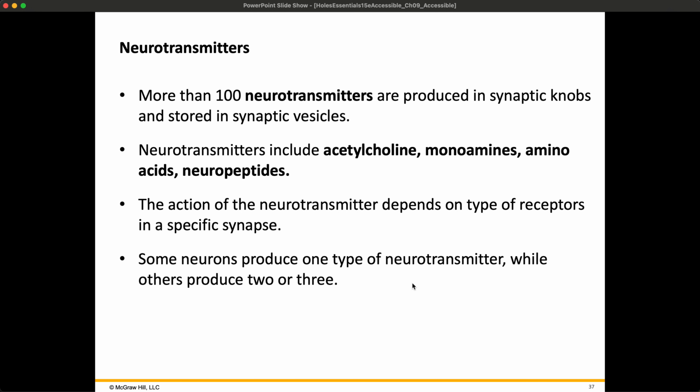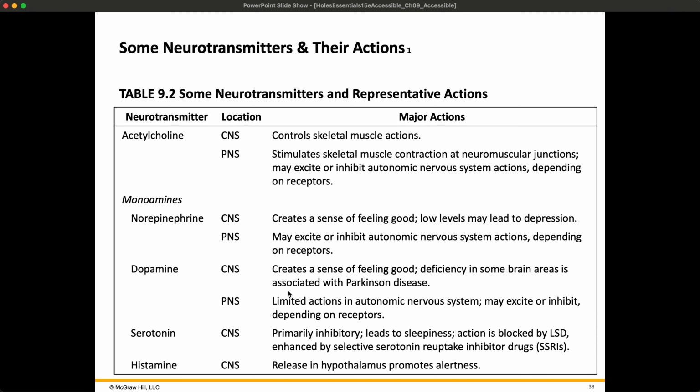That just helps the body. Making 100 neurotransmitters is already hard enough. If you have 100 and then you can have different types of receptors, you don't have to then make 200 neurotransmitters or 1,000 neurotransmitters. You can have a lot fewer neurotransmitters by just adjusting the receptor, because this is a lot easier to adjust. Some neurons will produce 1 while others produce 2 or 3. That's interesting.